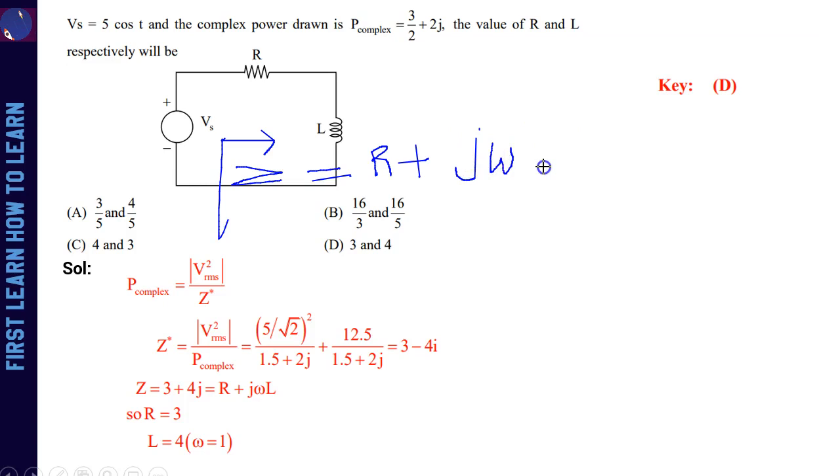From the given question, we have calculated that omega is equal to 1. So the value of R is 3 and L is equal to 4. So the correct answer is option D.